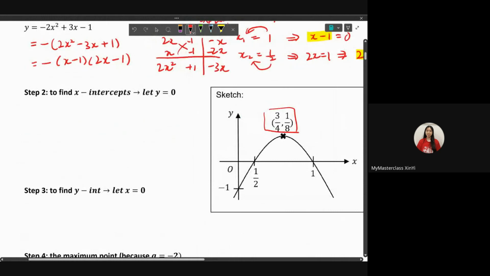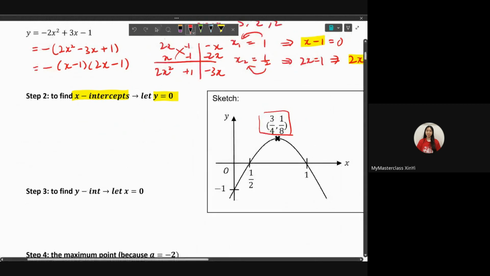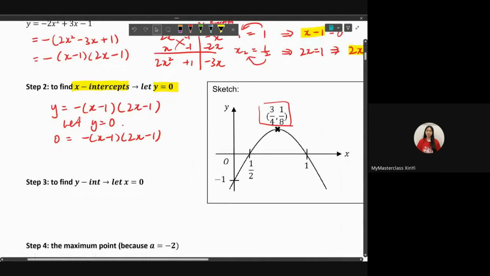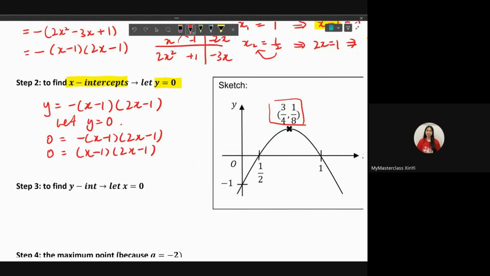The x-intercept is where it intercepts your x-axis, so that is when your value of y equals 0. To find the x-intercept, let y equal 0. Over here, y equals -(x minus 1)(2x minus 1), so letting y equal 0, you will have 0 equals -(x minus 1)(2x minus 1). To solve for this, you can bring over your -1. You multiply by -1 on both sides, and you're still going to get (x minus 1)(2x minus 1), because 0 times anything just gives you 0. This will give you x minus 1 equals 0 or 2x minus 1 equals 0.